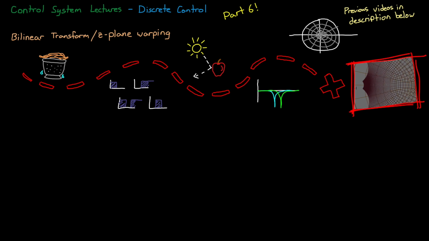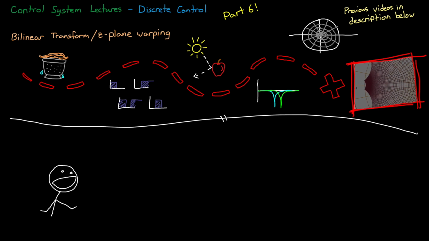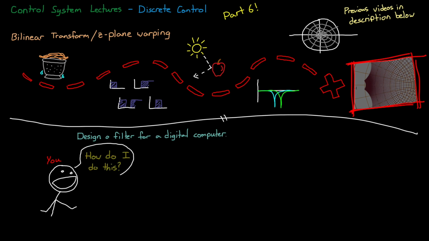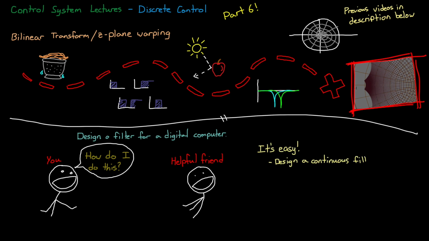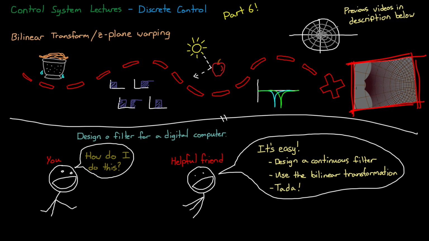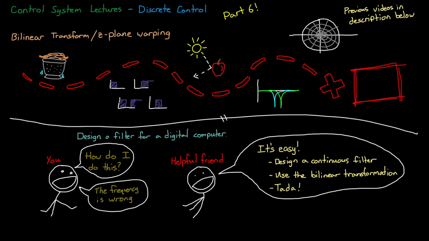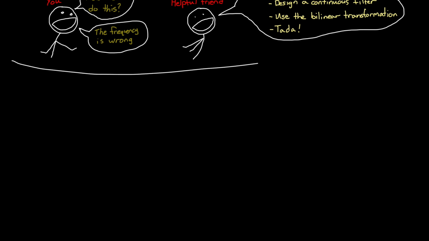Let's get to it. There may come a time in your career where you are asked to design a filter that will be implemented on a digital computer. How do I go about doing this? You might ask a helpful friend. And they say, it's easy, just design a continuous filter with the properties that you want, convert it to a discrete filter with the bilinear transform, and then ta-da, you can implement it on a digital computer. Which you promptly try and find that the performance is not what you were expecting. The frequency is all wrong. Why is that? Well, to answer this question, we first need to talk briefly about filters.